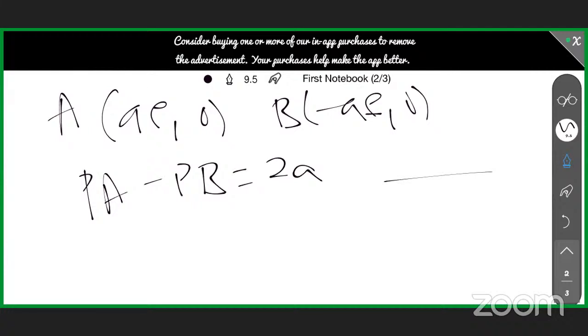Straight line? No, I want the equation of the locus. I'm not asking what the curve is. y is equal to ae? No, wrong. The answer is wrong. Simplify.